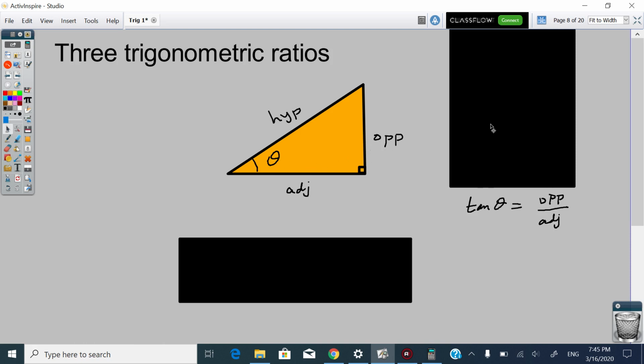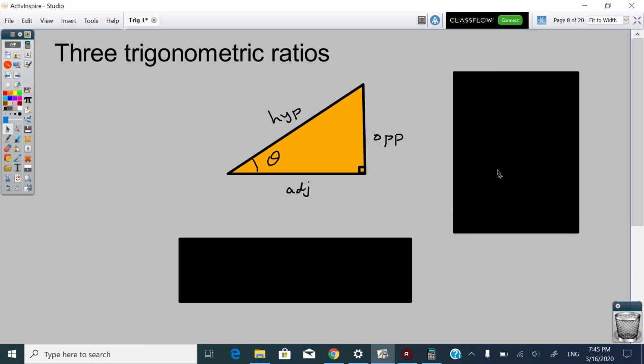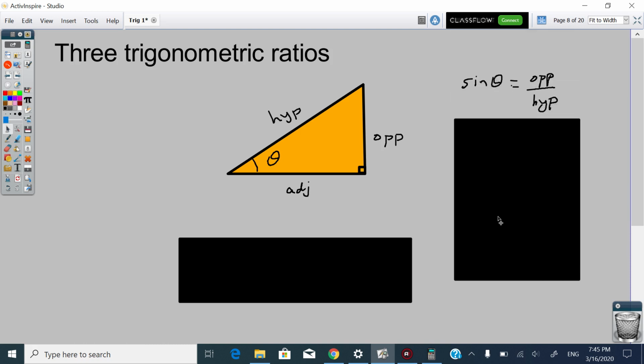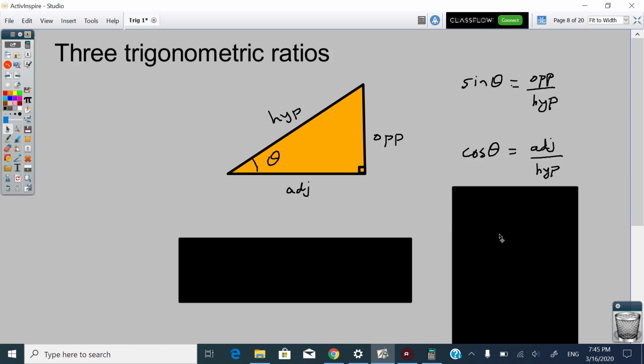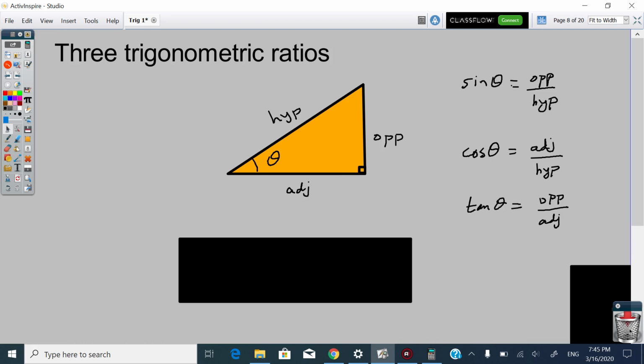We can define two other pairs of ratios. The first one is sine theta is the opposite over the hypotenuse, and cosine theta is the adjacent over the hypotenuse. So those ratios are the three ratios that you need to remember.